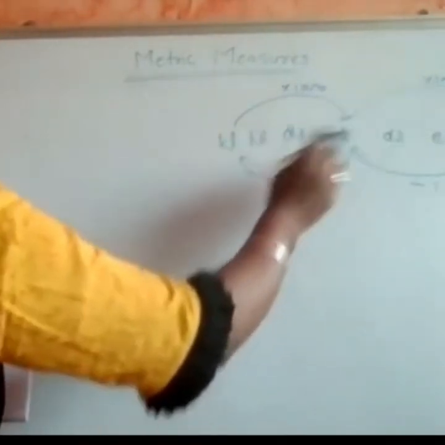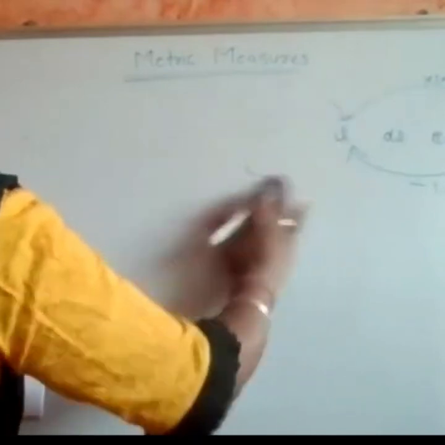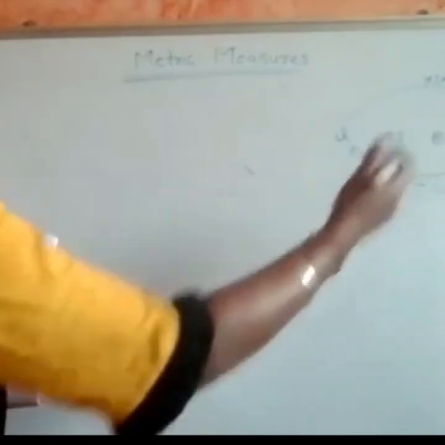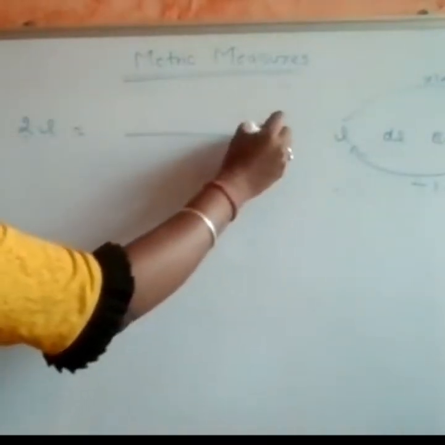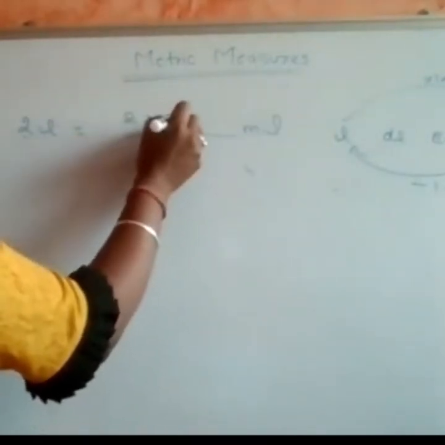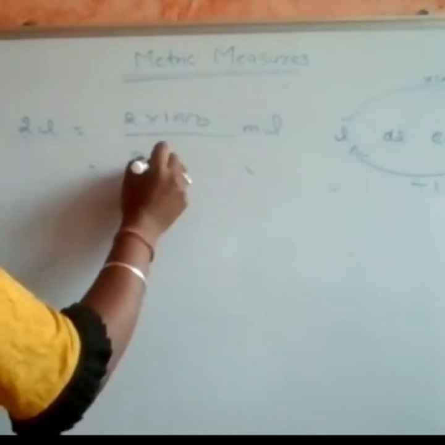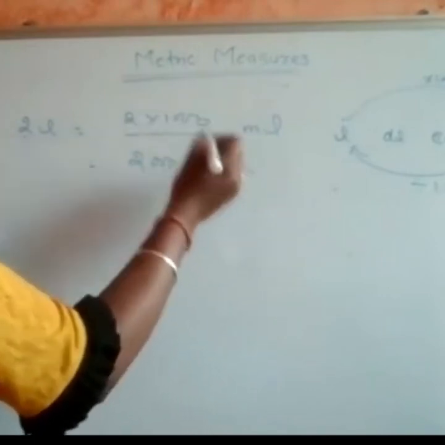A similar example: convert 2 liter. Kiloliter we are not using, just liter and milliliter. So convert 2 liter into milliliter. That means 2 will be multiplied by 1000, so that will be 2000 milliliter.